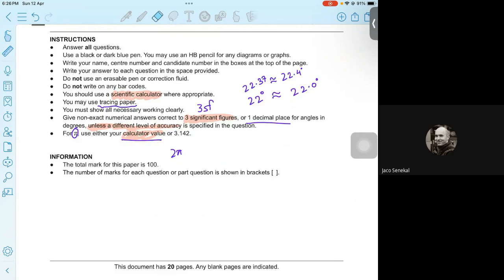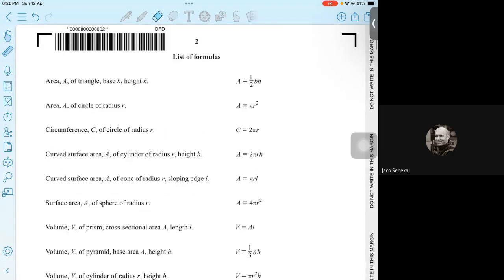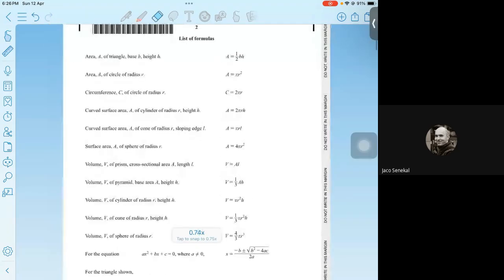I don't think there is anything else to cover here. Everything else, I hope you can read and you can understand. So the formulas here, these are all for the chapter mensuration.